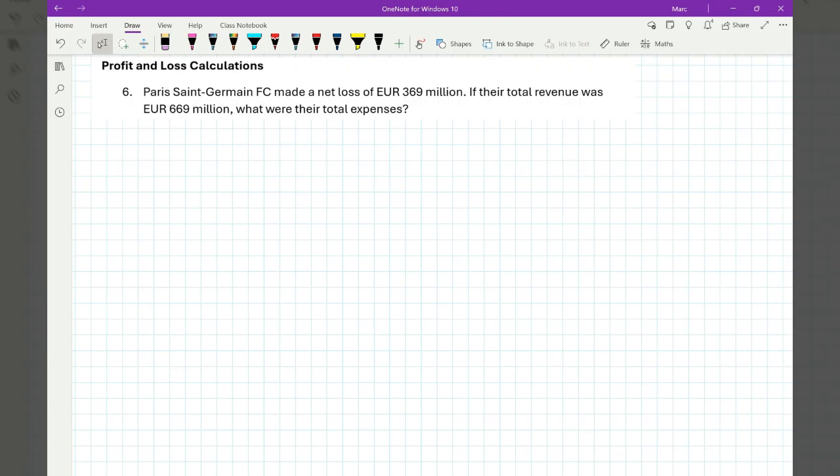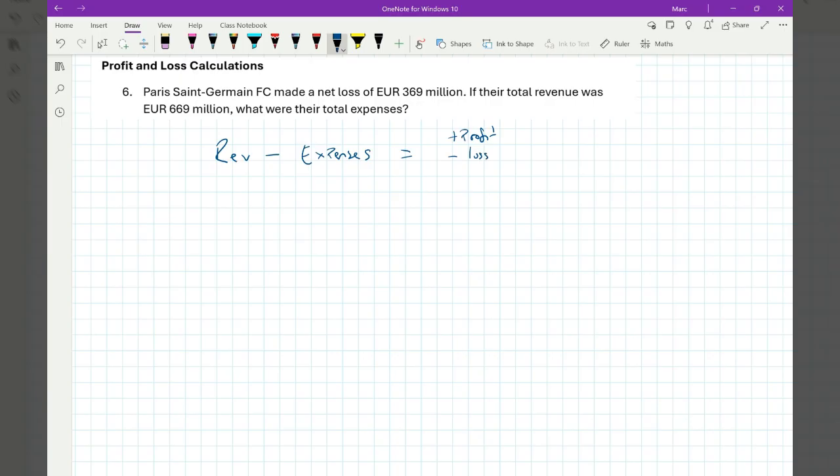So Paris Saint-Germain made a net loss of 369 million euros. If their total revenue was 669, what were their total expenses? All right, pause the video, have a go. Okay, so the way we work out profit and loss is we'll have revenue take away expenses, and that will equal, if it's positive, it's a profit. If the answer is negative, it's a loss.